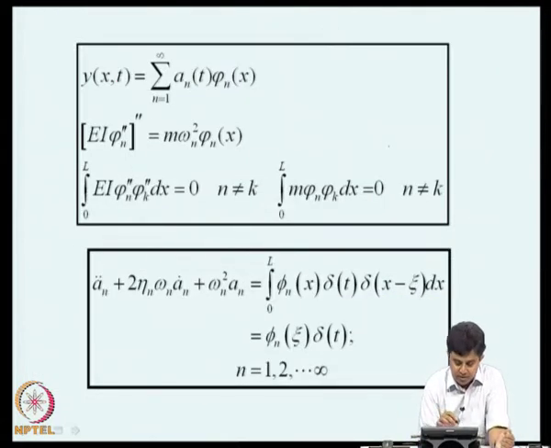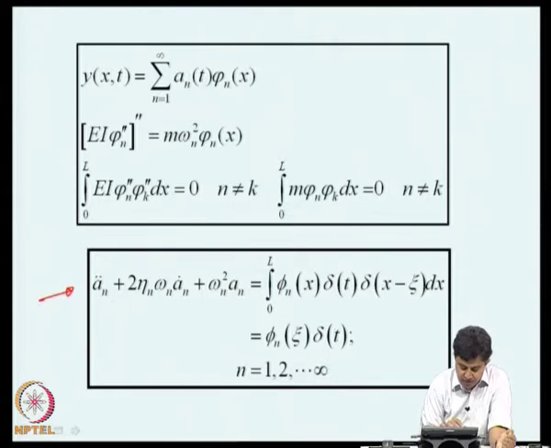We can again use the eigenfunction expansion representation for the solution. A n of t are the generalized coordinates, phi n of x are the eigenfunctions which satisfy these orthogonality relations, and the equation for the generalized coordinates is displayed here. On the right hand side the generalized force is obtained as integral 0 to L phi n of x delta of t delta of x minus psi dx. One of the integrations, with respect to x, can easily be carried out. We replace x by psi and write phi n of psi into delta of t.